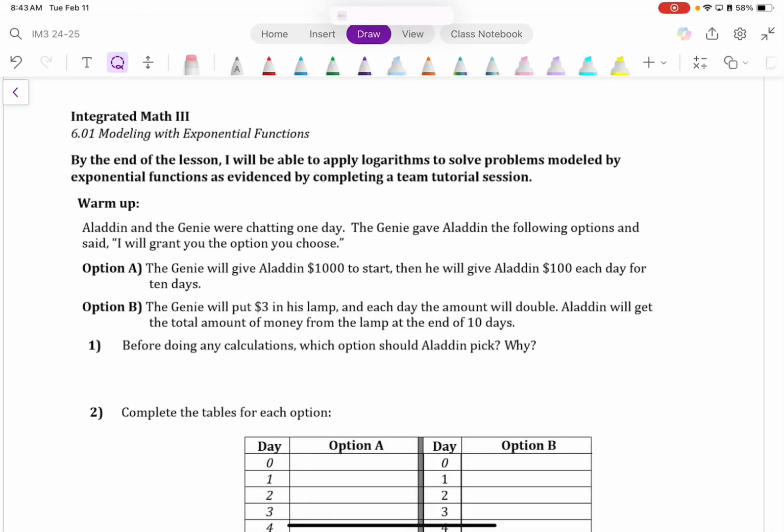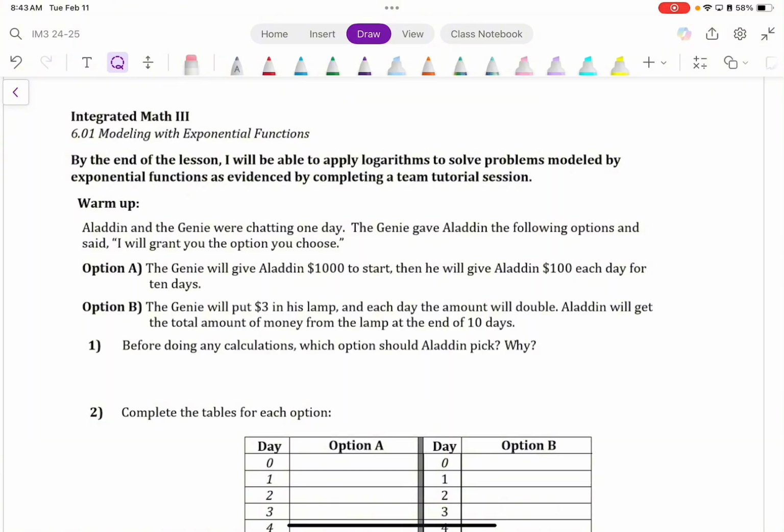So in front of you, you should have your packets open to the very first page. We are going to be looking at lesson 601 today, which is titled Modeling with Exponential Functions. The goal for today's lesson, which by the way is a pretty short lesson, we should be able to finish it within the first hour.